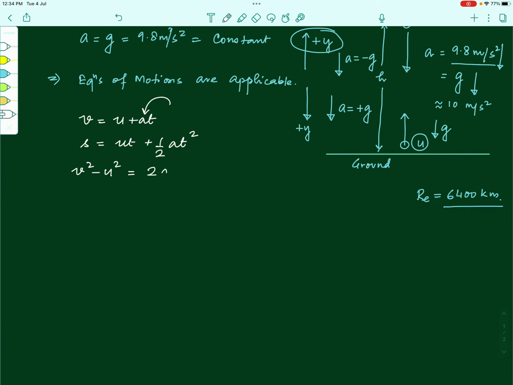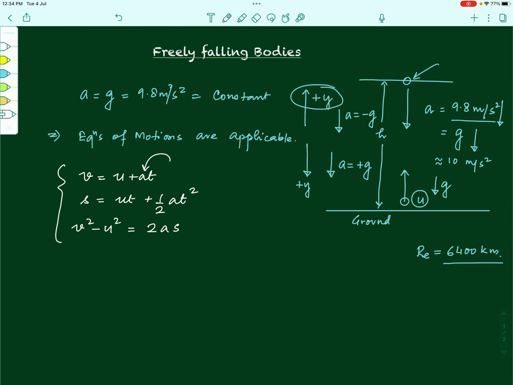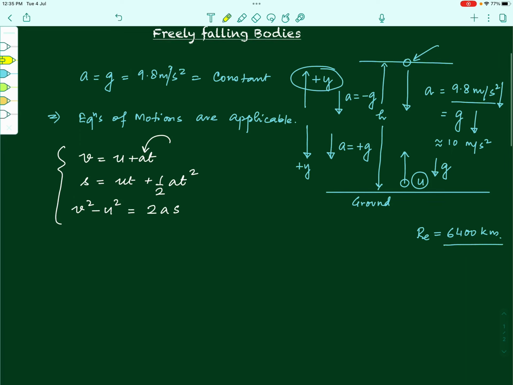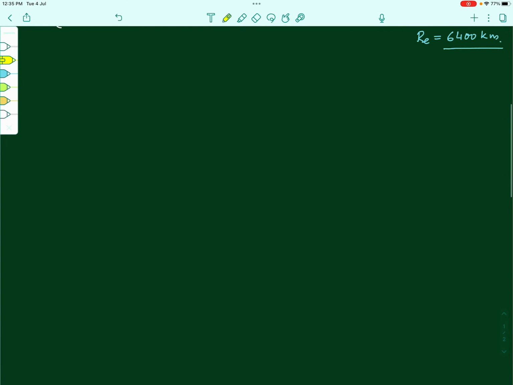v squared minus u squared is equal to 2as. Okay, so all these three equations now are valid in case of a freely falling body, with a small condition that a has to be replaced by g. So, to understand this better, let us take up a few examples now. The first example, a ball is thrown up from the ground like this with an initial velocity of 40 meters per second.